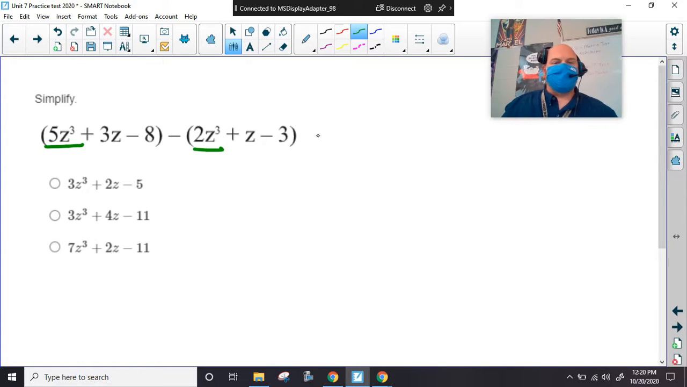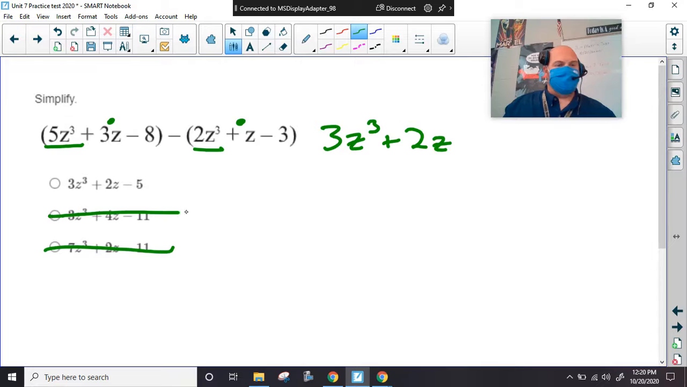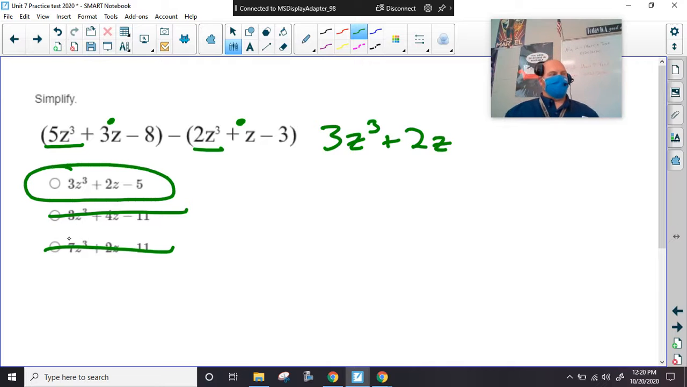So we have 5 minus 2, so this is going to be 3z to the third. Uh-oh. We only get to mark out one of them now, so we got to keep going. All right. So 3z minus 1z is going to be 2z. And then -8 minus -3 will actually give us -5.